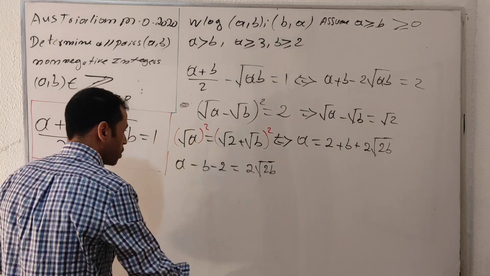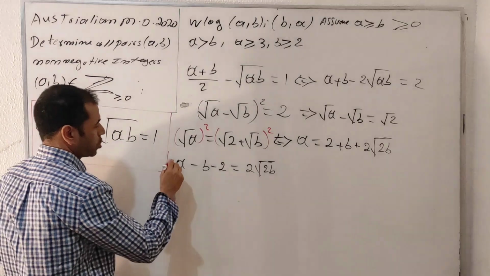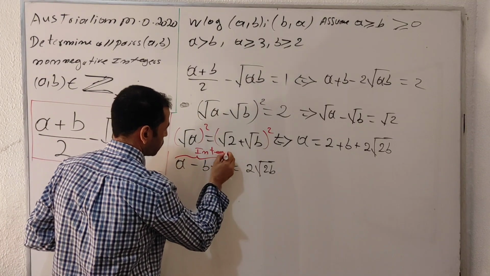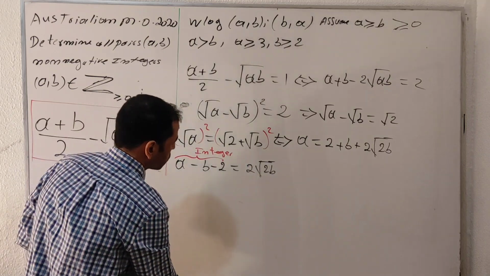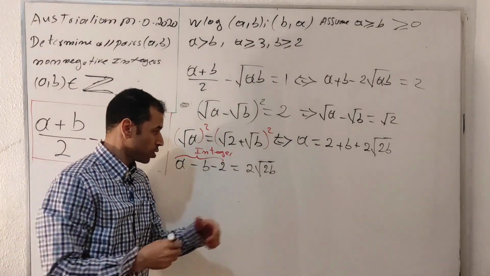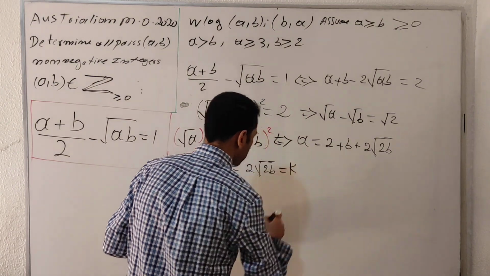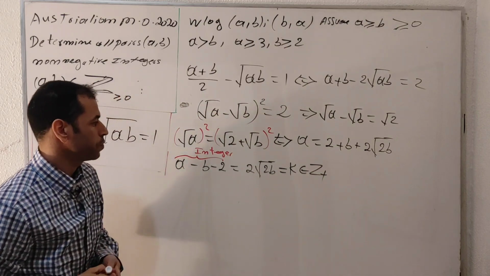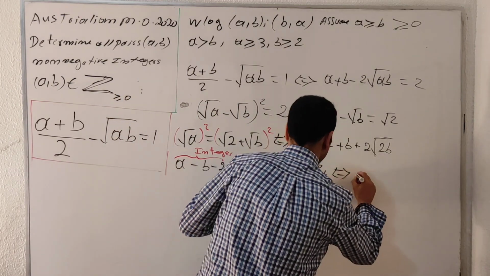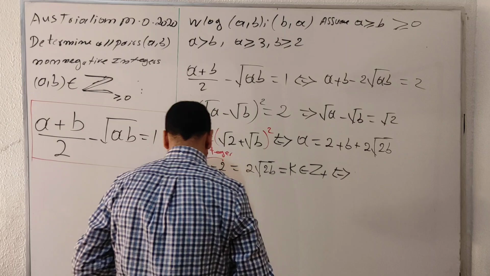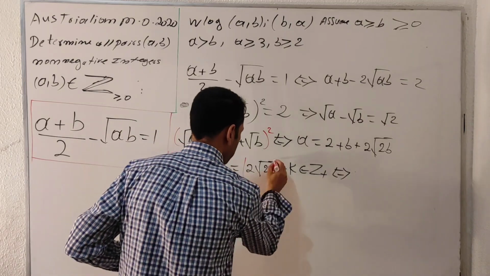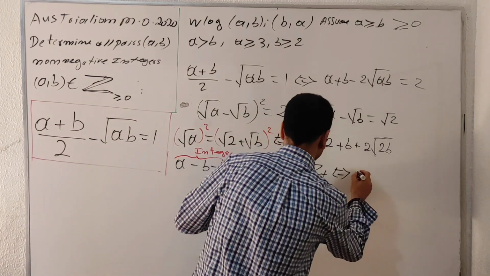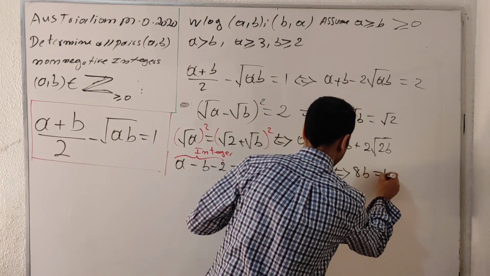Okay, so since the left hand side of this equation is an integer, that means the right hand side of this equation is an integer as well, which means I'm going to denote this one as k, a positive integer. Then I'm going to square both sides. I will have 8b equals k square.